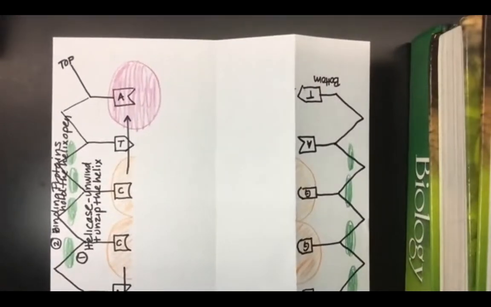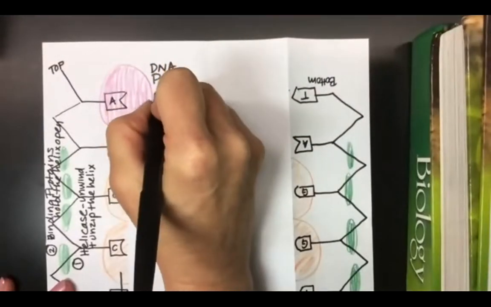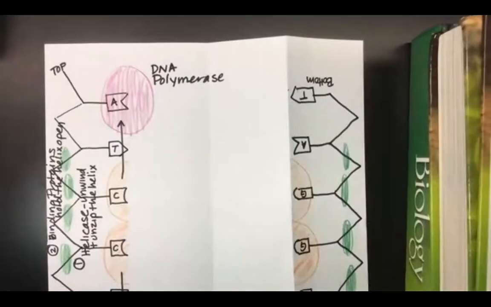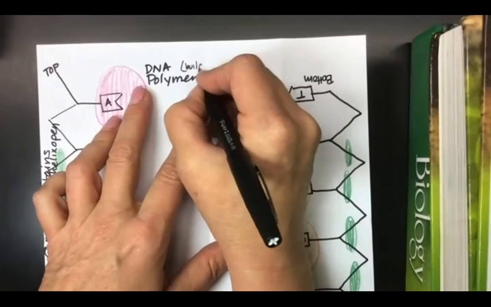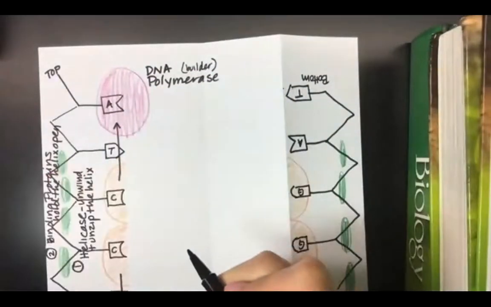Now, this worker that we see here has a name that tells me what it does. This guy is DNA polymerase. ASE because it is an enzyme. Polymer, DNA polymer, because that's what it's building, right? So it's basically the DNA polymer building enzyme. So I'm going to put builder here so that we remember who that is. So the DNA polymerase is now in place.